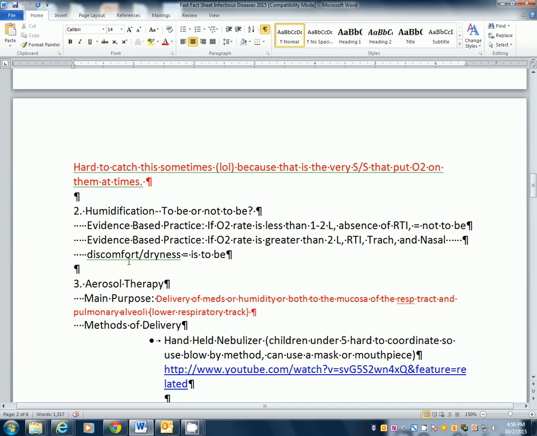Humidification, to be or not to be. Well, evidence-based practice says if the O2 rate is less than 1 to 2 liters and they do not have an upper respiratory tract infection, it's not to be. Evidence-based practice tells us if the O2 is greater than 2 liters, they have a respiratory tract infection, a trach, or nasal discomfort and dryness, it is to be. So it just depends on that.